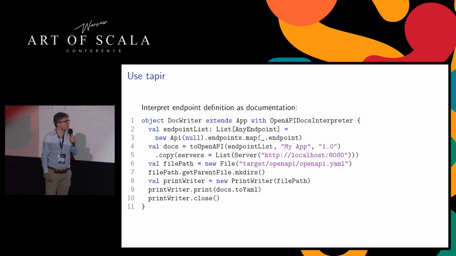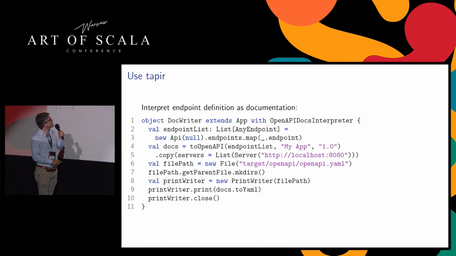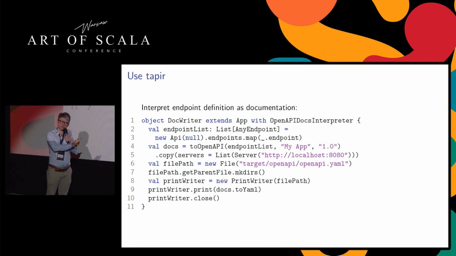So here we have a small application that generates the documentation. Tapir gives us an OpenAPI docs interpreter, which interprets the data structure that we just built as documentation. Well, that happens here, and the rest is only the things we need to do to actually output the file, and now we can generate the documentation from the code.